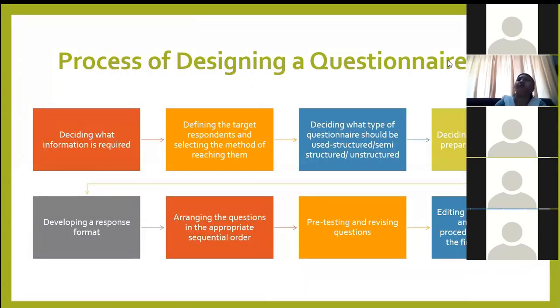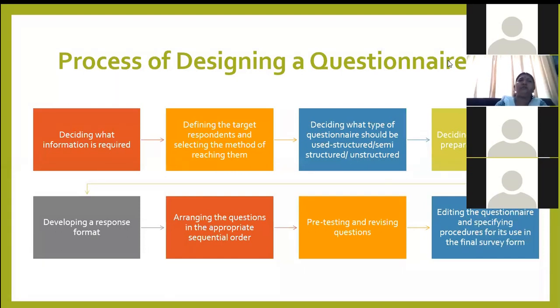Now let us examine the process of designing a questionnaire. In the process of designing a questionnaire, there are many steps. You must be familiar with all these steps. So first, the researcher himself or the interviewer or the principal investigator has to decide what information is required. So before starting the preparation of the questionnaire, the researcher himself has to decide what all information is required.